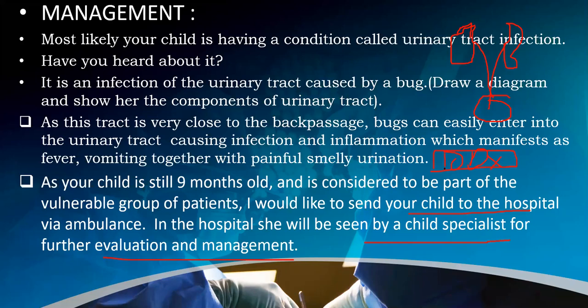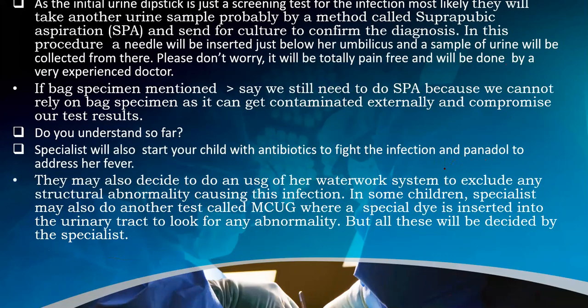Now, in the management part, you are in a GP setting, so you need to send this child to the hospital for further evaluation and management. In the hospital, she will be seen by a child specialist. For any child who is less than 12 months old, just a urine dipstick cannot confirm UTI. So we need the suprapubic aspiration.